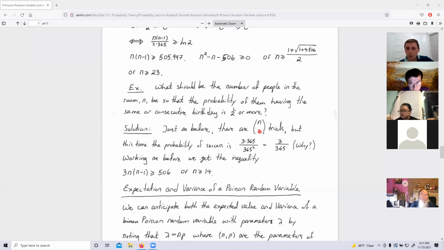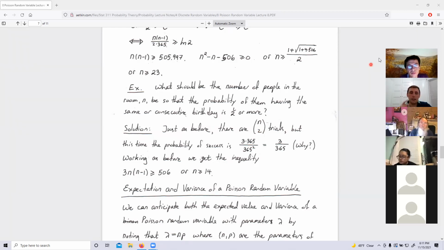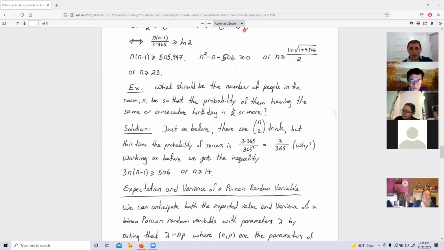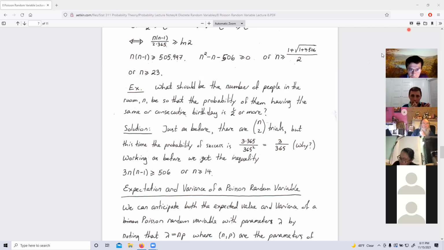Now, what could happen? My birthday could be the day before his, exactly on his day, or the day after his. That's why I have the 3 here. Make sense? So it's 3 times 365. Let's say we focus on a particular date, maybe January 1st, and rearrange. Make sense?